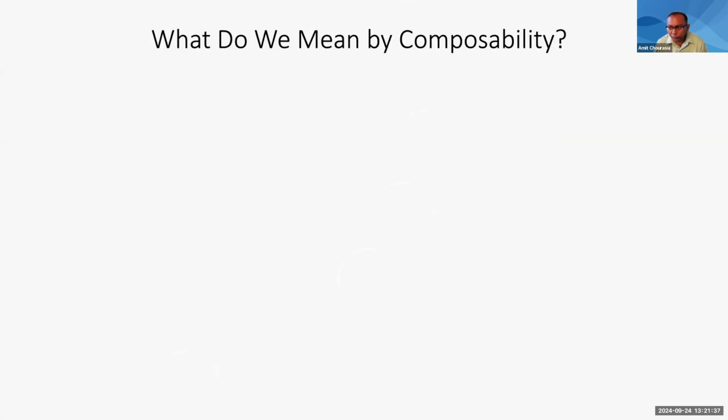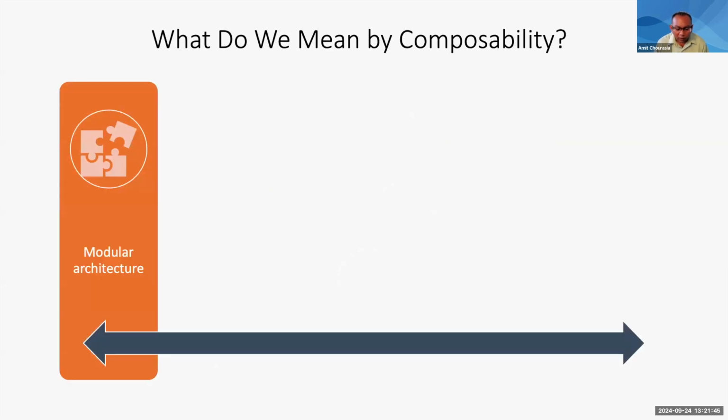So I mentioned composability, and this is again a generic word, but let's define this a little bit in this context. In this case, we mean composability, that the architecture for OneSciencePlace is modular.